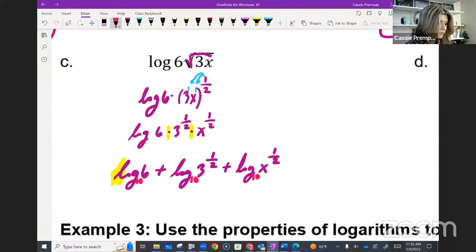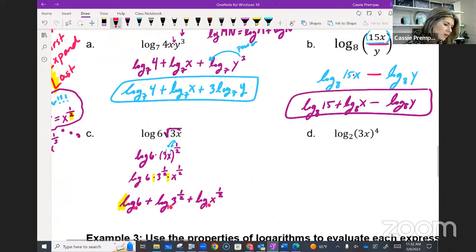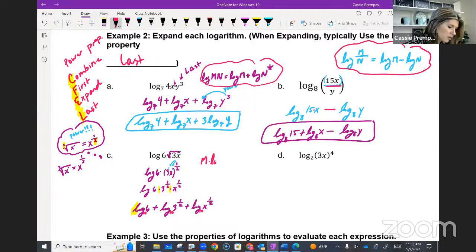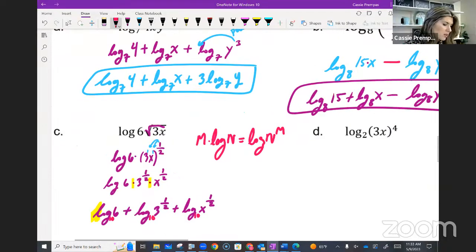Good question. Okay, think about those 3 properties. We use the product. Which other one could we use here? So if you were going forward, you could multiply them back, but we're going backwards. I have the product property here. I have the quotient property here. If you have a number in front of a log, yeah, that's the power property. That one you have to raise to the exponent.